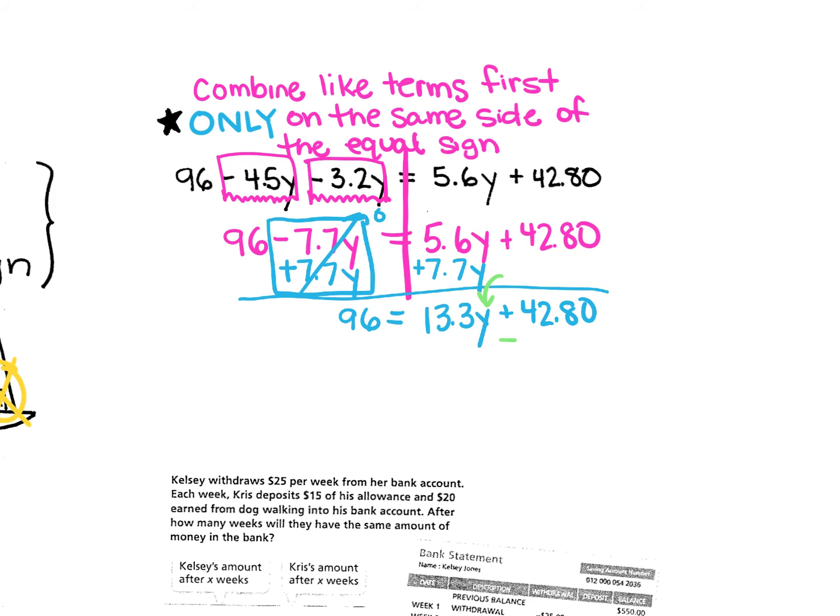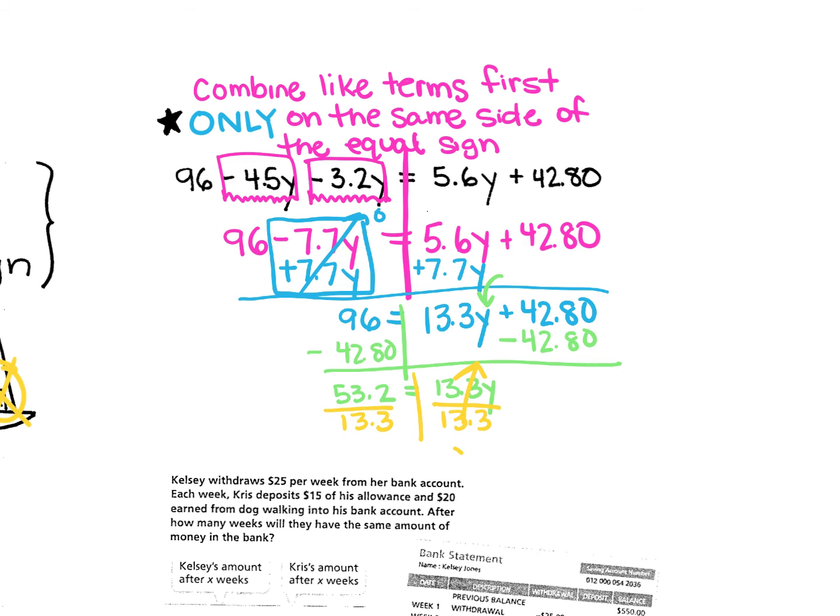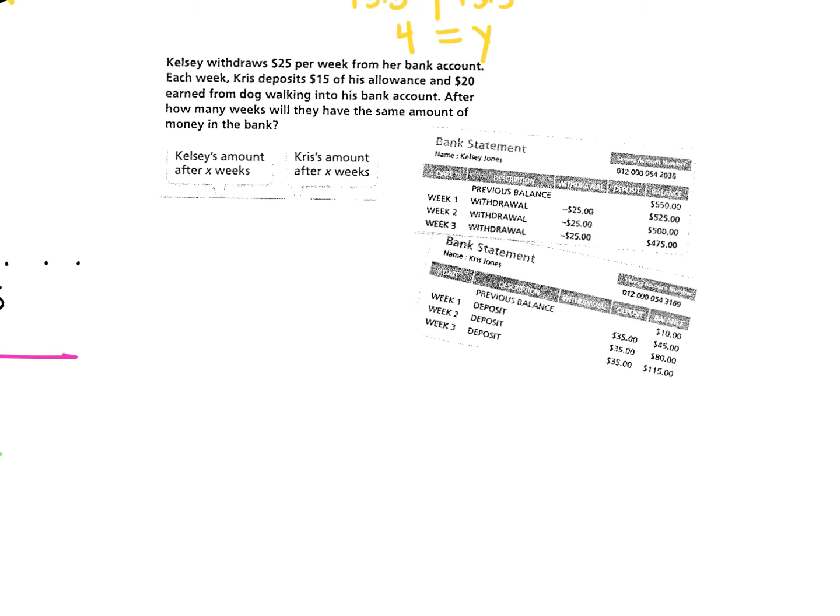Again, subtraction or addition we get rid of first. So I'm going to subtract 42.80 from both sides. That's going to give me 53.2. I still have my 13.3y. We're getting there. All I have left is I'm going to divide both sides by 13.3 to get rid of that, and I'm going to have y is equal to 4.